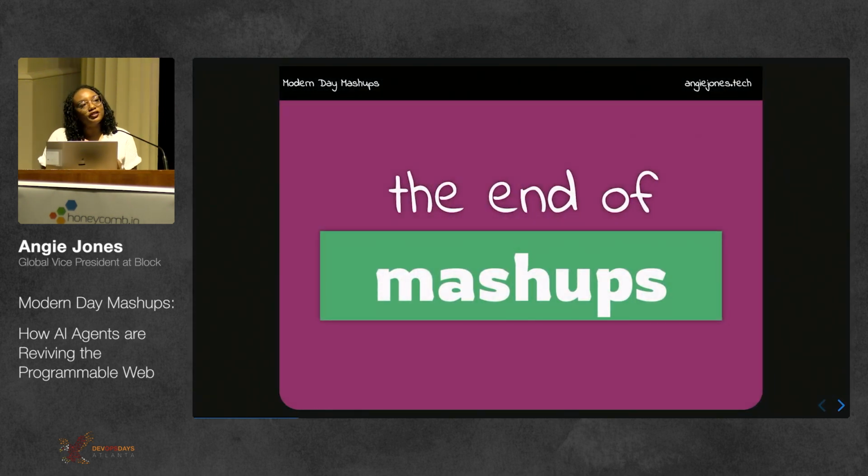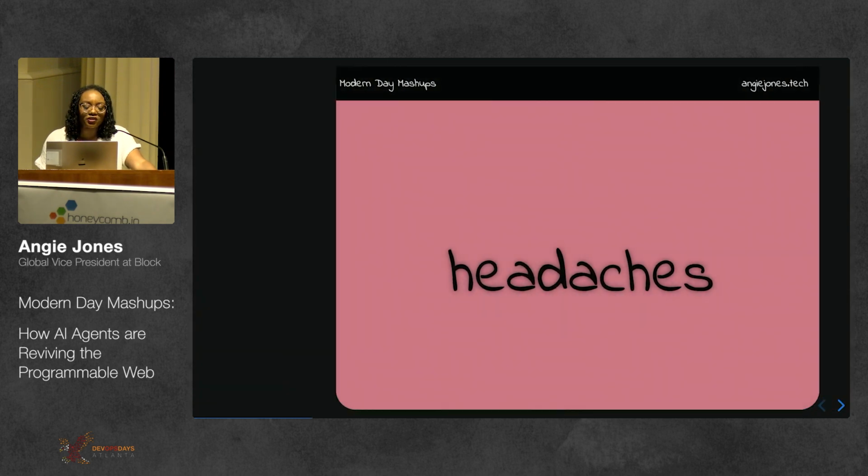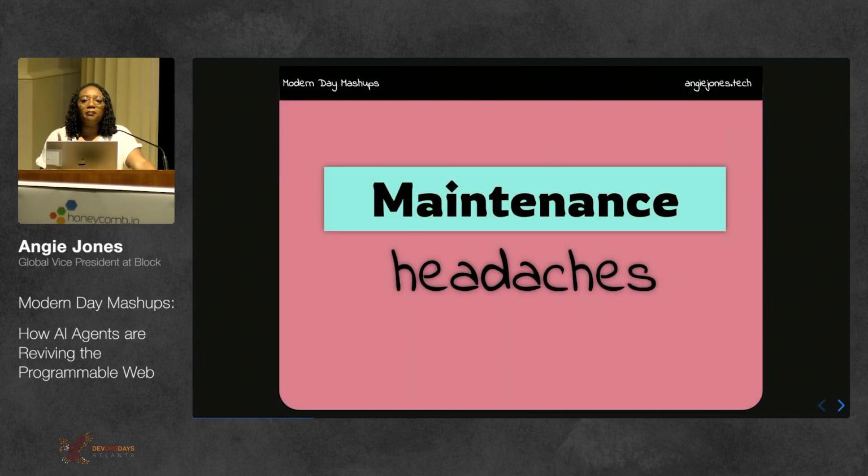Now, you may be wondering to yourself, well, if mashups were all that, then why didn't they last? And we can talk about a couple of reasons why they fizzled out. So one of the biggest issues with mashups was maintenance. The APIs would change, get deprecated, or even sometimes just disappear. One day your mashup worked great, the next it was completely broken.